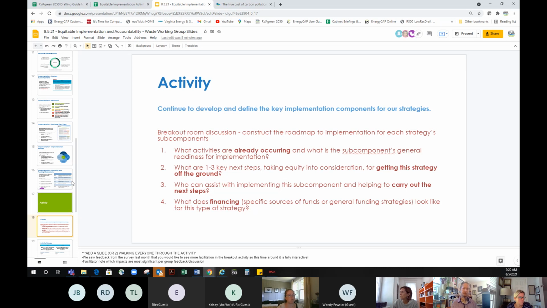So again, what activities are already occurring for the readiness? What are the key next steps? Centering equity into the strategy rollout. Who can assist with implementing those next steps? And what does financing look like for this type of strategy?